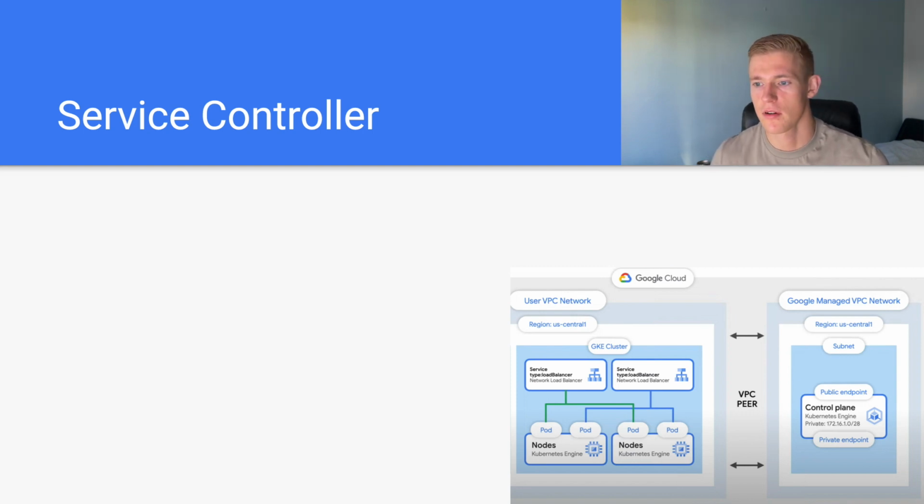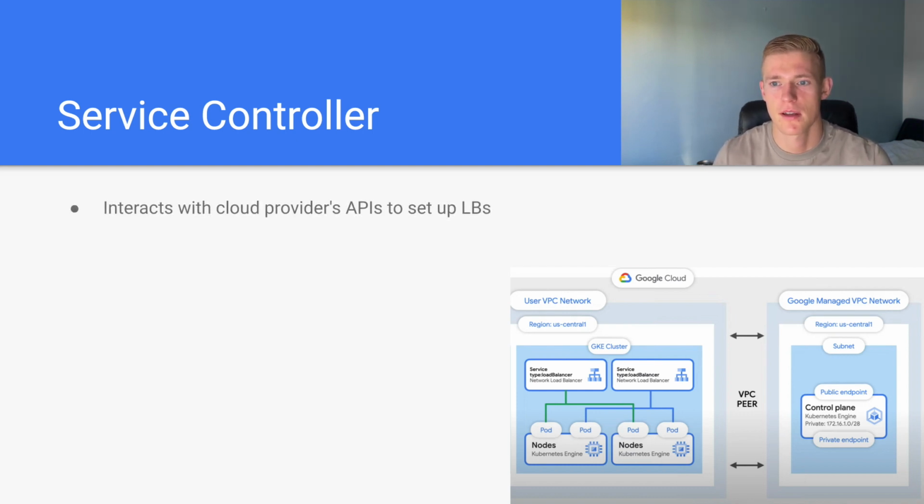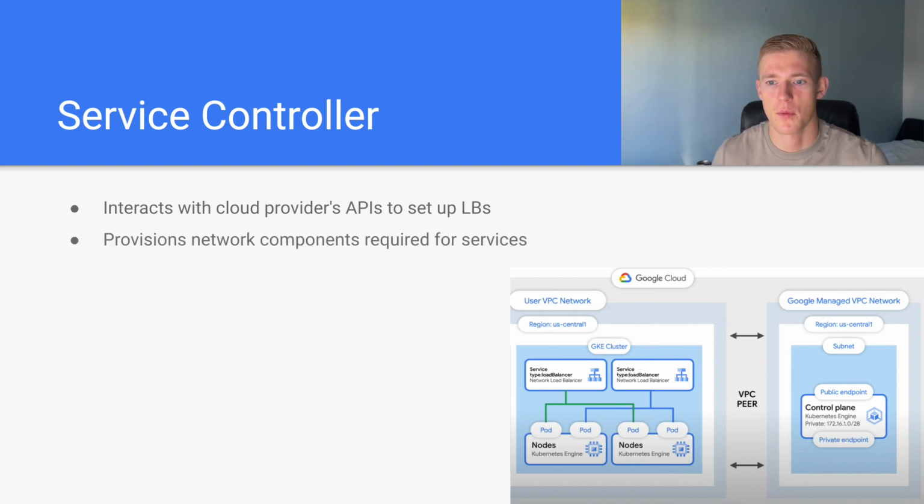Finally, the service controller. The service controller interacts with the cloud provider's APIs to set up load balancers, and it provisions network components required for services. So in a cloud provider like Google Cloud, there will be the ability to set up load balancers. And in Kubernetes, if we create a service of type LoadBalancer, that will allow us to externally expose our pods and route traffic from external domains into our cluster. This is not something that GKE can do by itself. The underlying resources that are set up by the cloud provider, in this case, it's not something that Kubernetes has the ability to do independently of a cloud provider, because it needs to set up things like globally accessible IP addresses and external routing rules and so on.